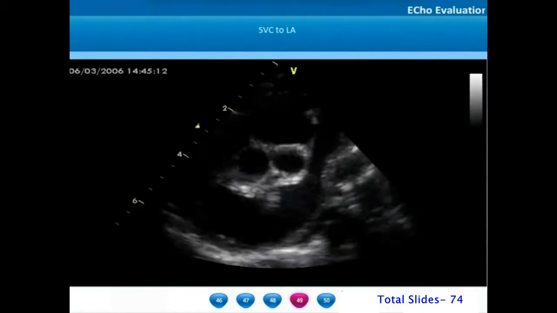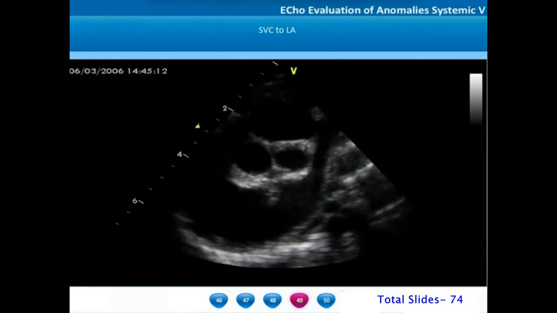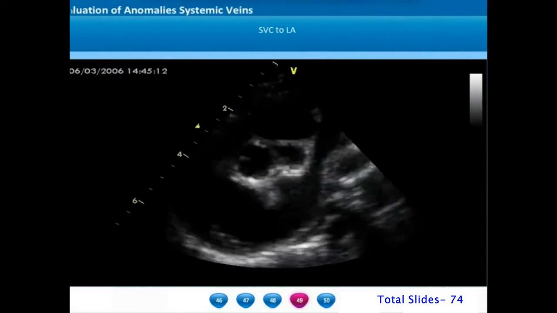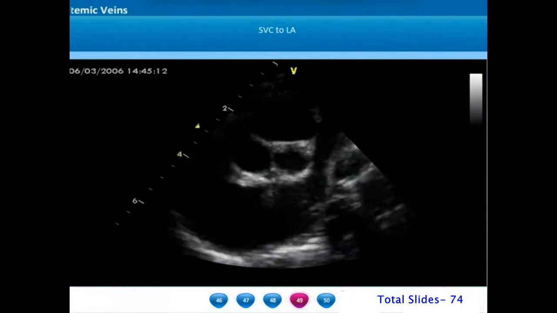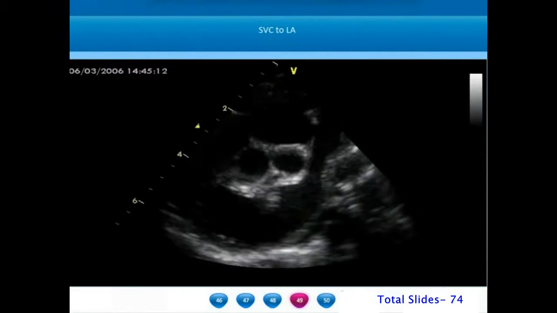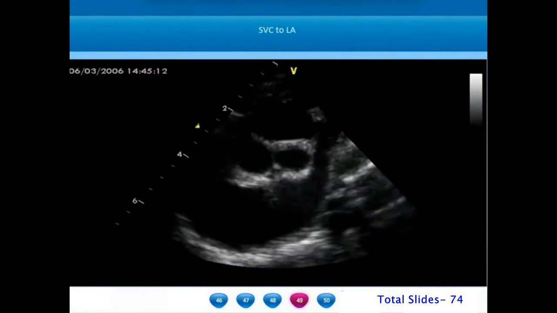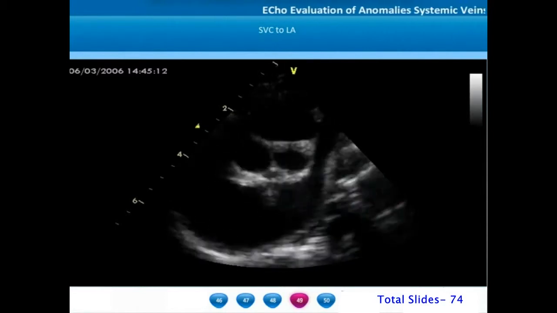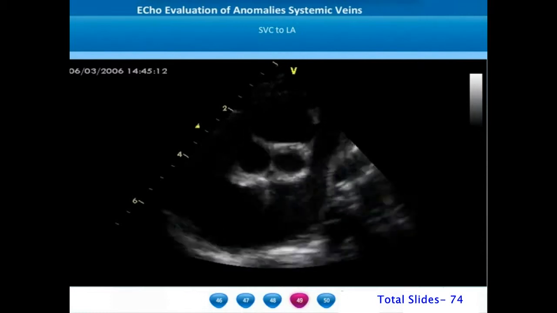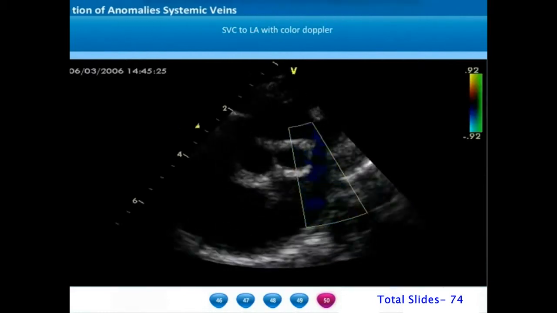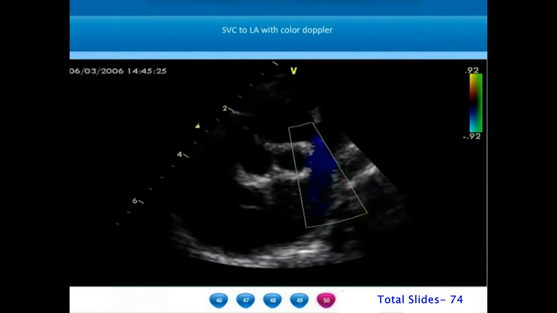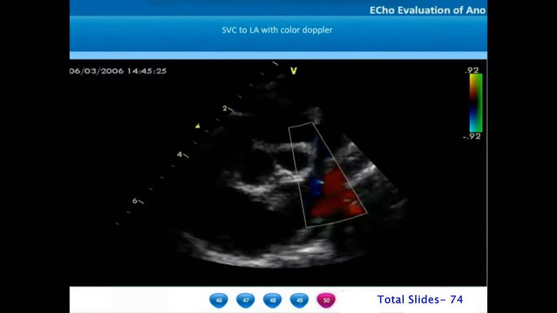Similar to the right superior vena caval drainage into the left atrium, which can result in clinical cyanosis, persistent patency of the left superior vena cava into the left atrium will also result in clinical cyanosis. This is a suprasternal view which shows a persistence of the left superior vena cava, and the left superior vena cava directly drains into the roof of the left atrium. On a color flow Doppler interrogation, we can notice the flow of the blood from the left superior vena cava directly into the left atrium. This will result in clinically significant cyanosis.